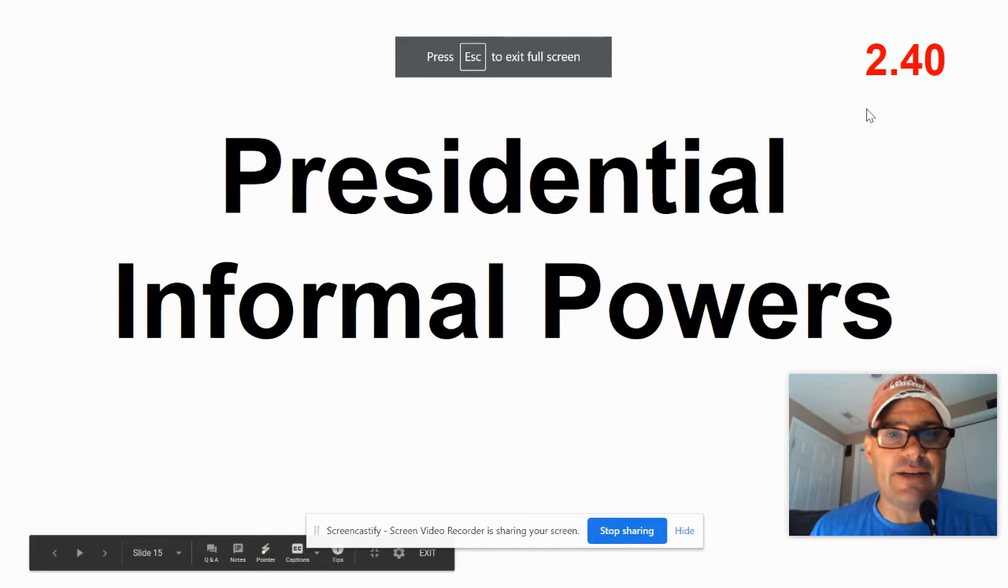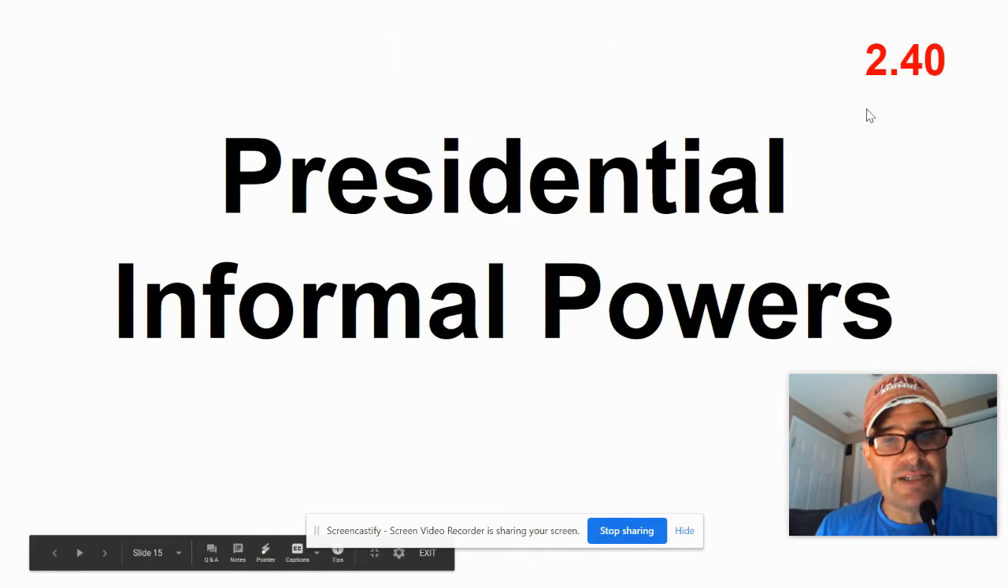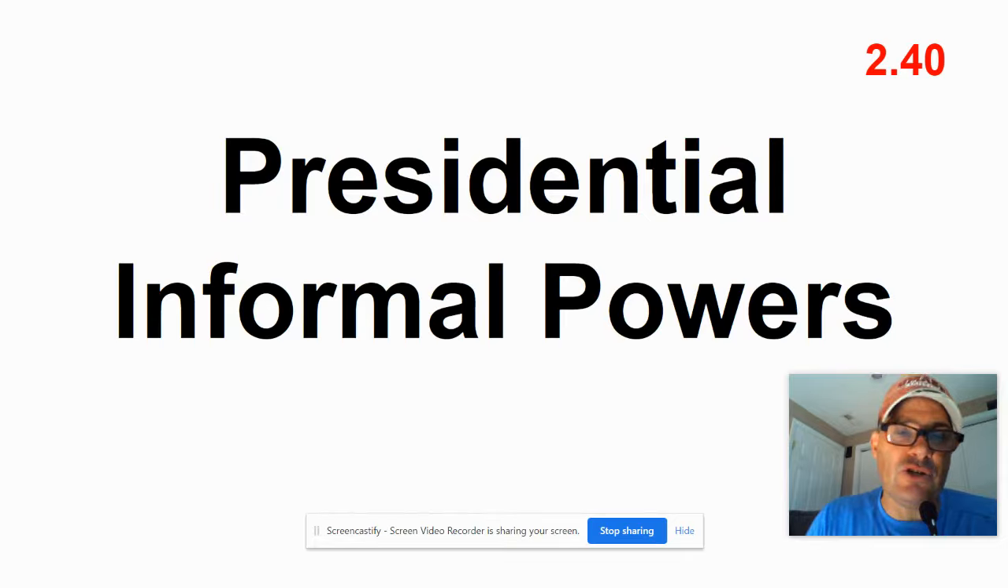Okay, this lesson is one of the most important lessons, maybe the most important lesson during the unit on the presidency. The reason is that informal powers can come up during a concept application essay, where you're reading about a president, what action they're doing, and it might be that they're using an informal power. It could come up during an argumentative essay about presidential powers and the actions of a president.